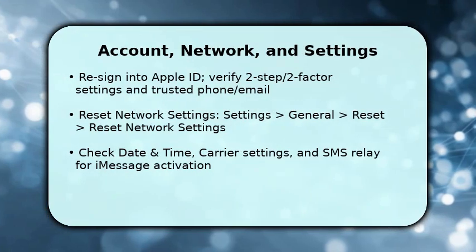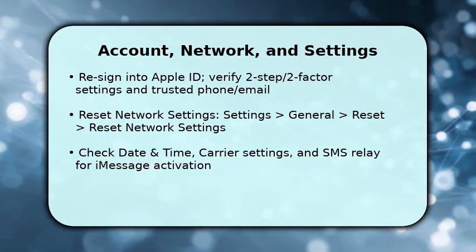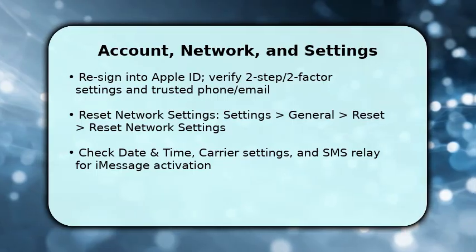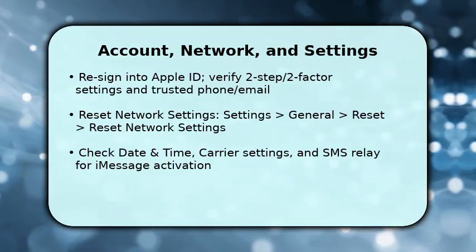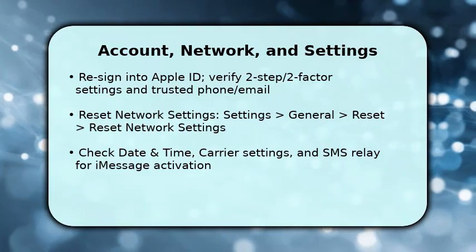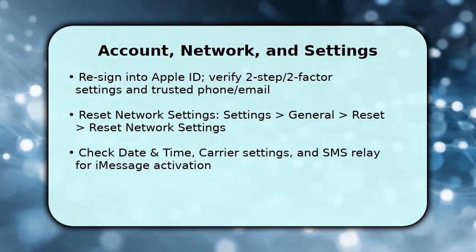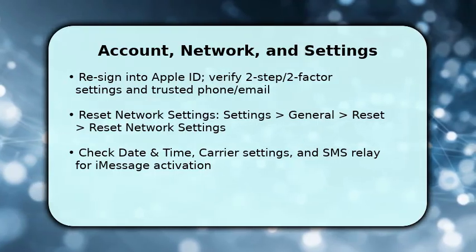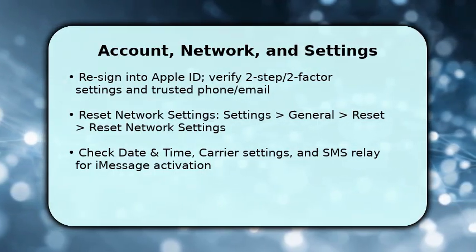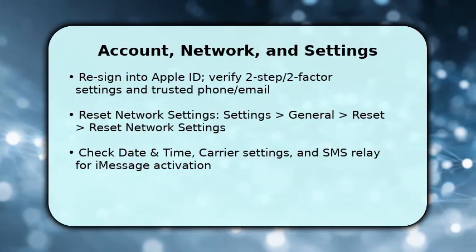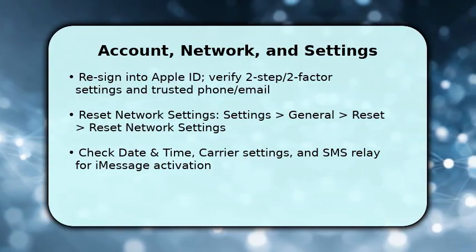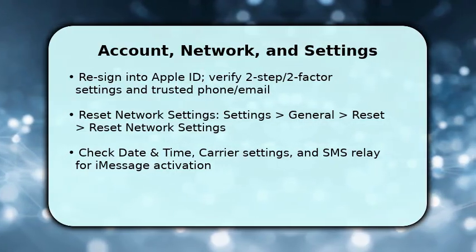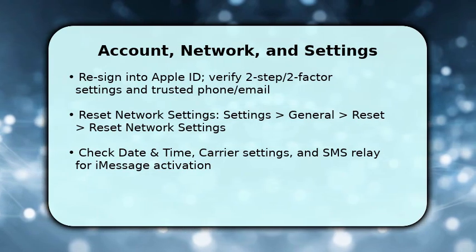Now focus on account and network details. Sign back into your Apple ID so iMessage reattaches to your account and confirm two-factor doesn't block activation. Reset network settings to clear DNS, VPN, and other conflicts that prevent iMessage registration. Make sure date and time are set automatically. Wrong time breaks server auth, and update carrier settings if prompted. Also verify SMS relay, and your phone number are selected in Messages so activation, SMS, and delivery work correctly.